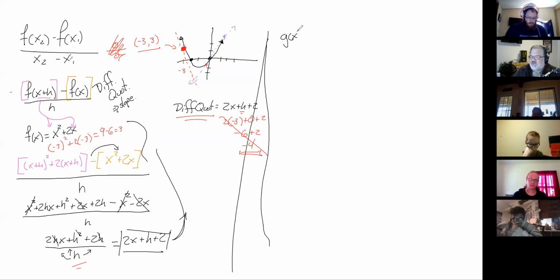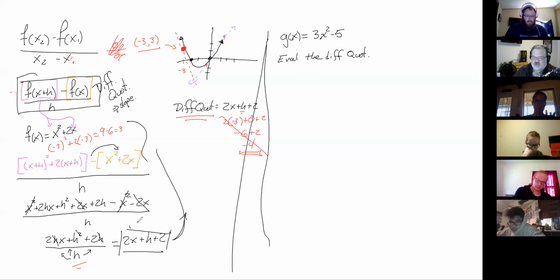So let's say we have a function, g of x. I don't want it to be anything too horrible here. So let's take 3 times x squared, say minus 5. And I want to take that g of x and evaluate the difference quotient, which essentially means evaluate this, and your result should look something like that. So it should be a little function when you're done.